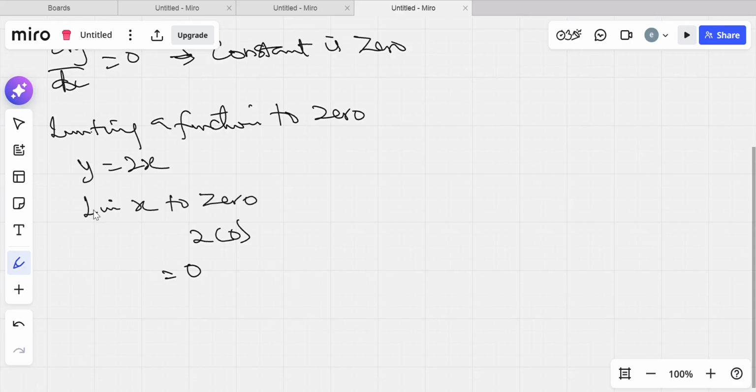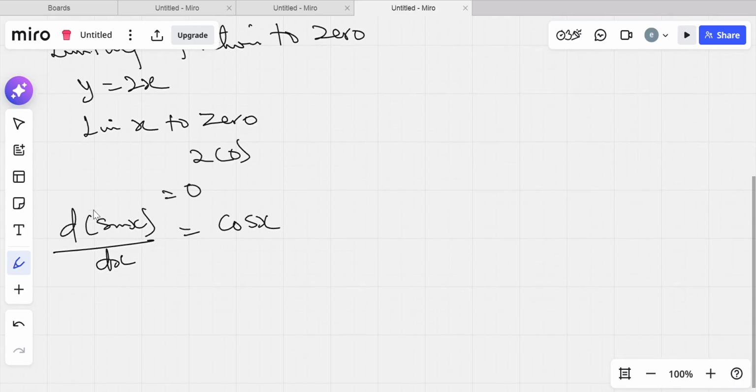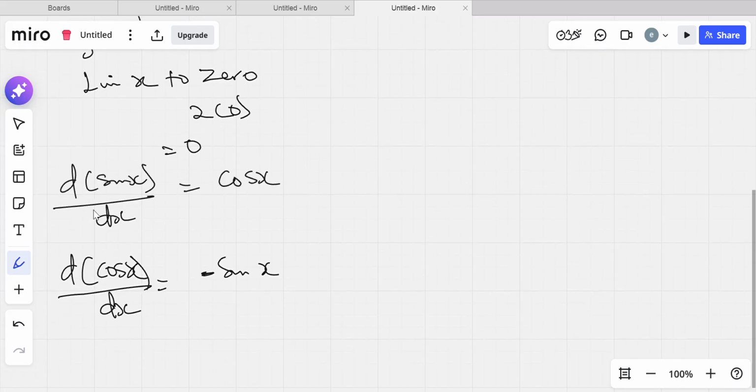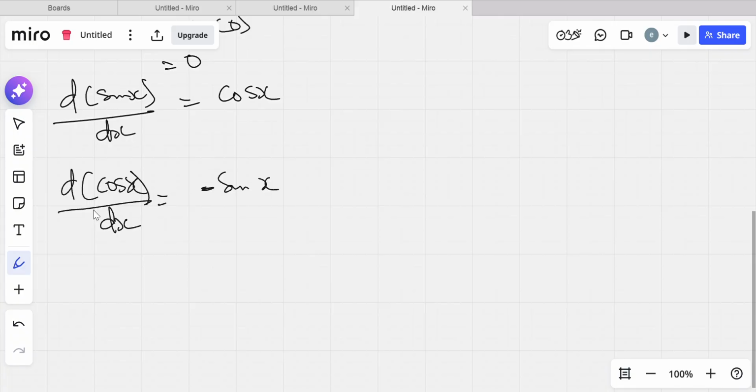Now the next one is what? When we find the derivative, or differentiation, of sine x, it simply means cos x. So the differentiation of sine x is equal to cos x. And also the differentiation of cos x is equal to minus sine x, and so on and so forth. So that is some of the basic functions that we are going to look at. These ones are trigonometric functions.